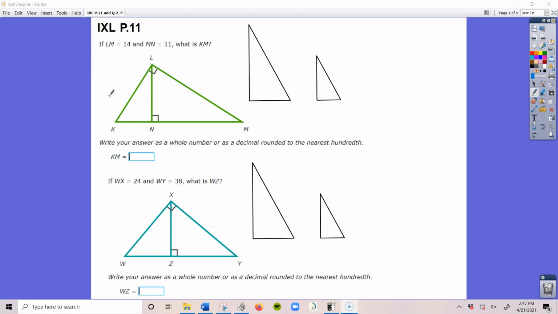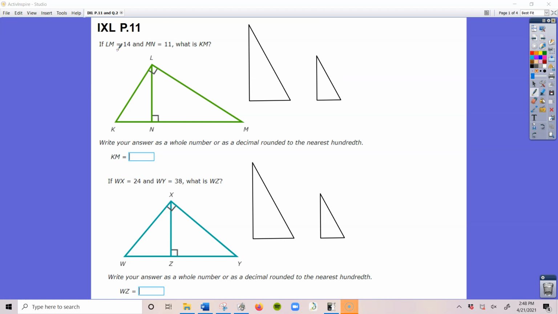So for this first one here, we're given this diagram. We are told that LM is 14 and MN is 11, and what is the value of KM? When you have a right triangle inside of another right triangle, there are relationships that Delamo probably showed you. I'm not gonna lie, they're kind of hard to remember. So what I like to do instead is draw out each of the triangles next to each other, the big one and the small one, and then I write down their corresponding sides.